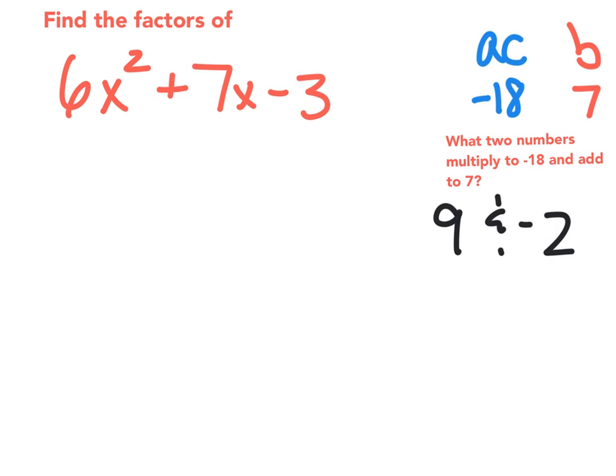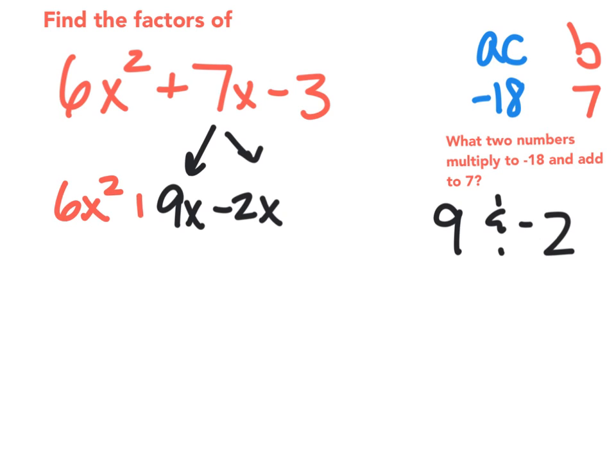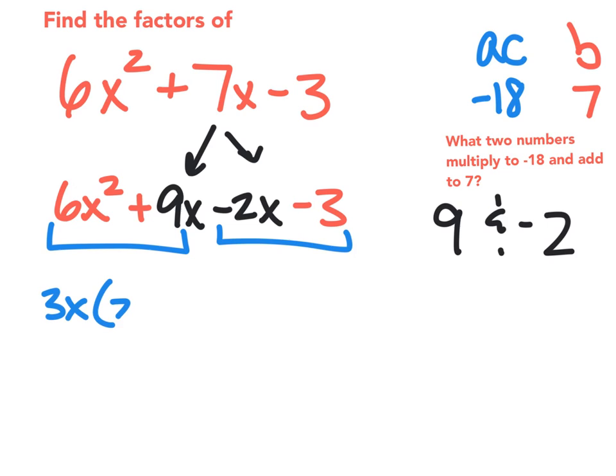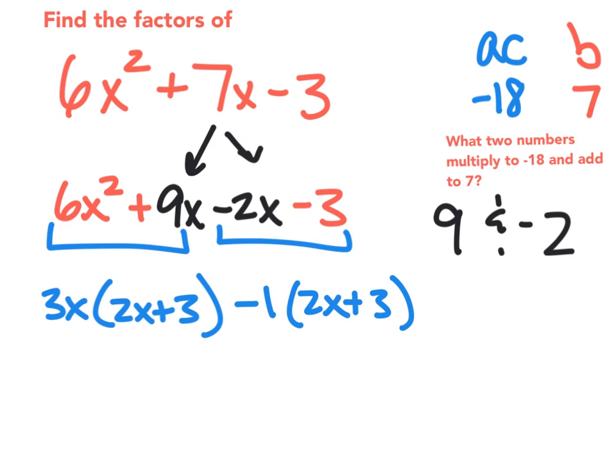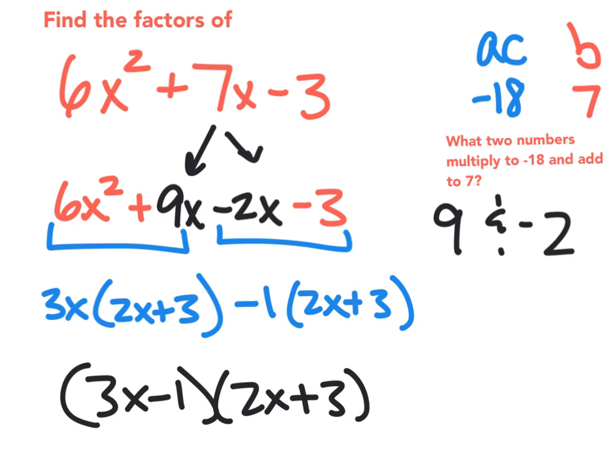So now, we're going to break up this trinomial by rewriting 7x as 9x minus 2x, and everything else will remain the same. And now that we have our four terms, it's time to factor by grouping. The greatest common factor of 6x squared and 9x is 3x, leaving me with 2x plus 3. And on this side we need to be able to pull out a 2x plus 3, so I'm going to factor out a negative 1, leaving me with 2x plus 3. So my factors are 3x minus 1 times 2x plus 3.